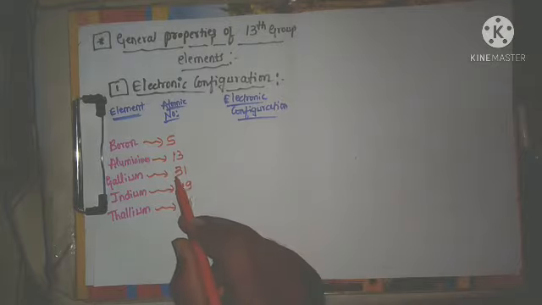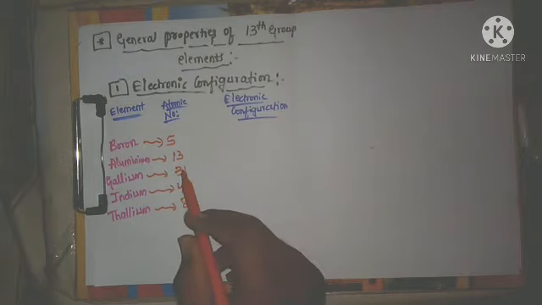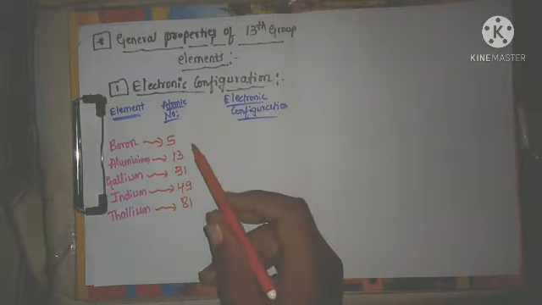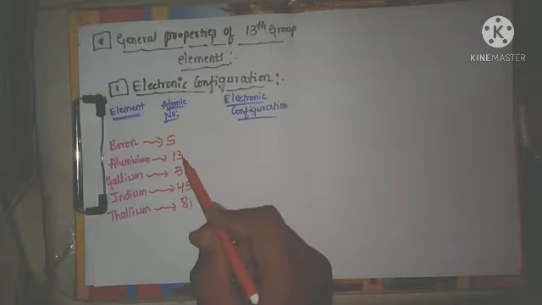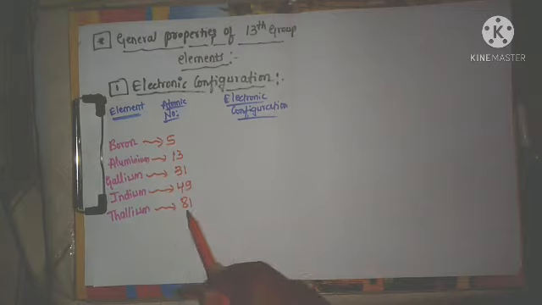But here, gallium belongs to the 4th period, where d block elements are included, means you have to add 10. Right? In this way, 2, 8, 8, 18, you have to use the magic numbers. Now just check it. Or just remember the atomic number of boron is 5, aluminium is 13, gallium is 31, indium is 49, and thallium is 81.